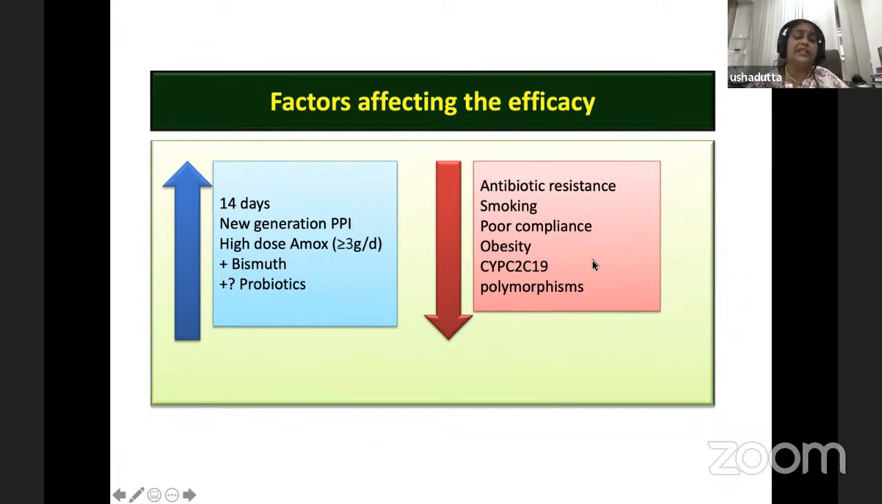And things which decrease the efficacy are antibiotic resistance, smoking, poor compliance, obesity, and CYP2C19 polymorphisms. All of these will reduce our efficacy. So it is very important to ask the patient to stop smoking, to reduce their weight, and ensure good compliance.